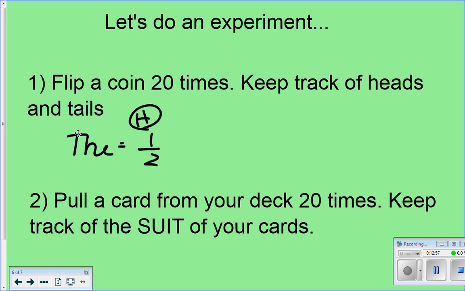So you're going to do it 20 times. You're going to mark down whether you have heads or tails, 20 times. Or if you don't know, just flip it on your desk like that. That's fine. Oops. See, that's what you're not supposed to do. I don't care what you do. Flip it 20 times. See what you get for your experimental probability.